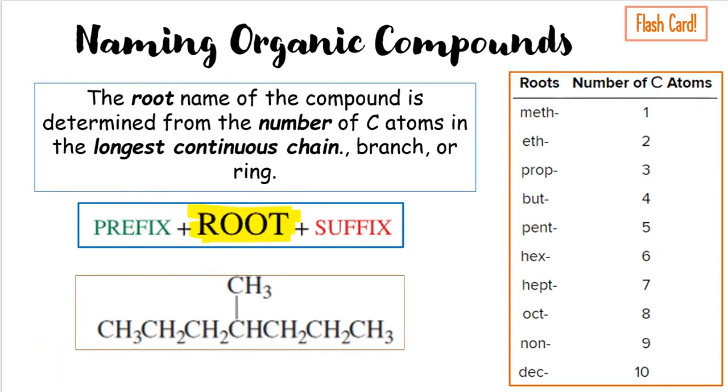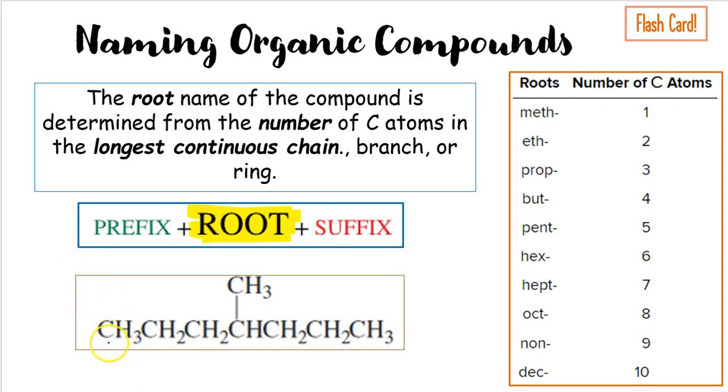The root of an organic compound name is going to be based on the number of carbons in the longest continuous chain, branch, or ring, right? So we're going all there. Think in any kind of catenation, we're going to take the longest continuous chain. What does that actually mean as far as roots? Once you figure out your longest continuous chain, we'll talk about that later. So let's do an example.